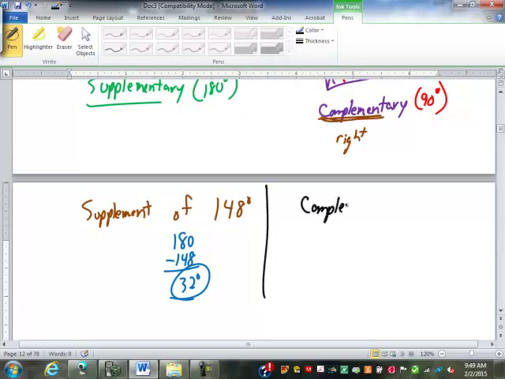If I ask you for the complement of 13 degrees, how do we find that? The complement of 13 degrees is 90 minus 13, or 77 degrees.